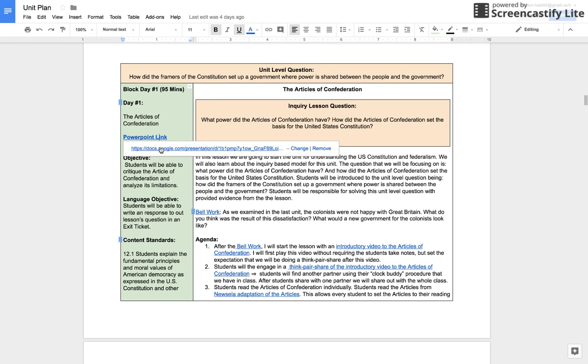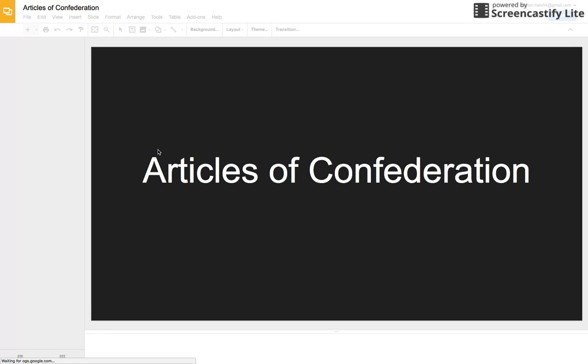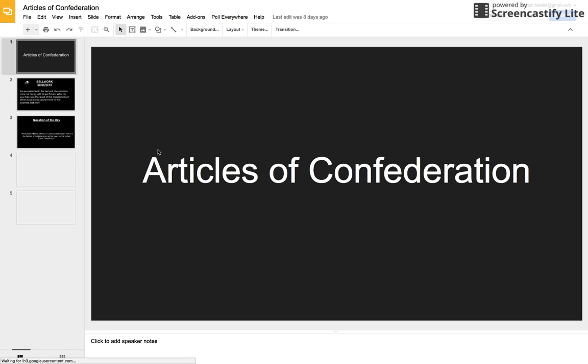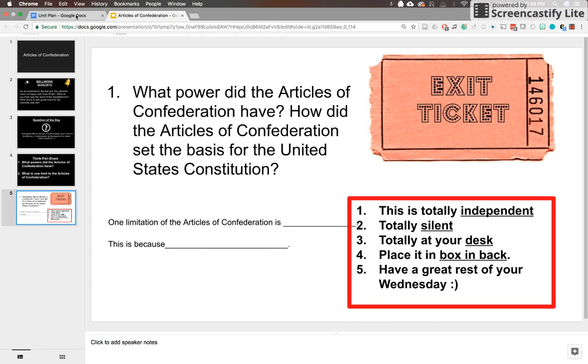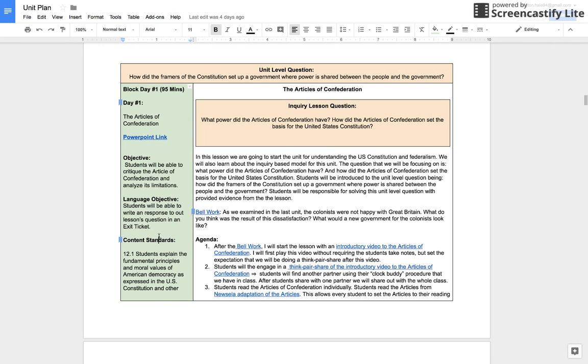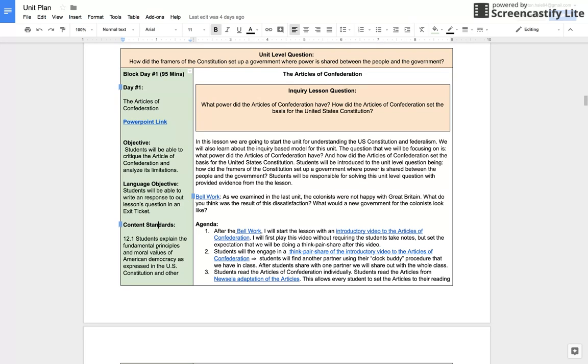If we click here, we can see a brief PowerPoint. Again, these PowerPoints aren't too text-heavy, but are made to facilitate discussion of the content. Basically used for bell work and exit ticket. Our standard that we'll be hitting on the first couple days is: students will be able to explain the principles and morals of American democracy. Again, each lesson is sandwiched between bell work and exit tickets.